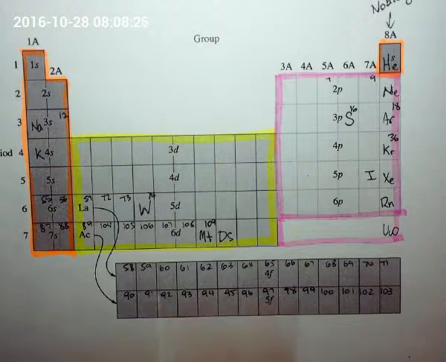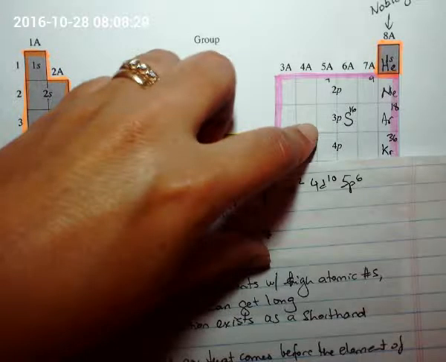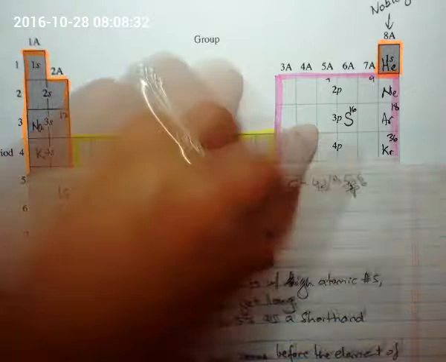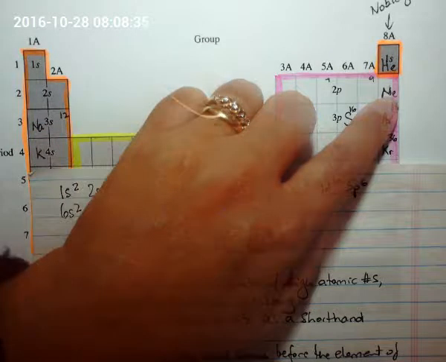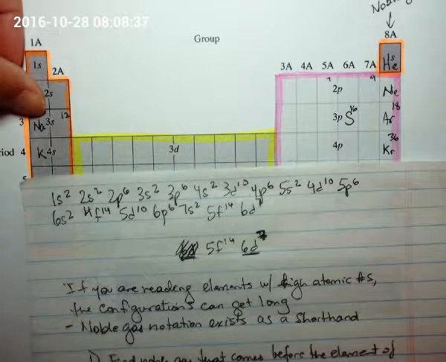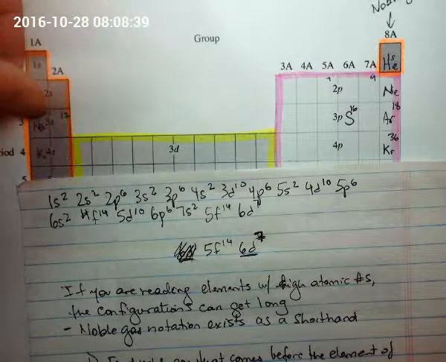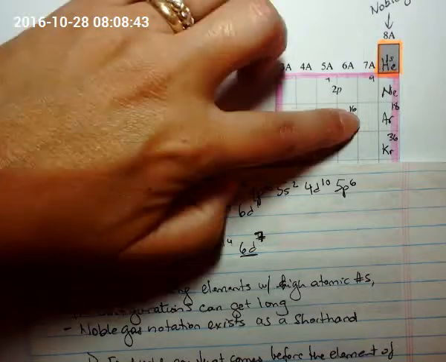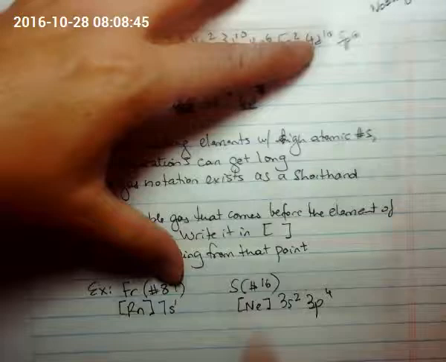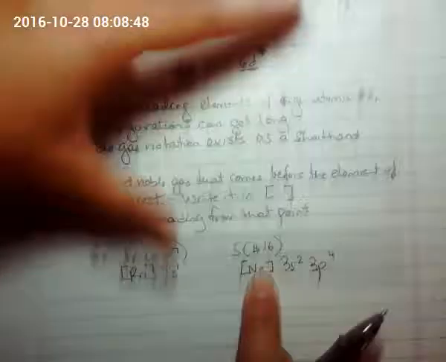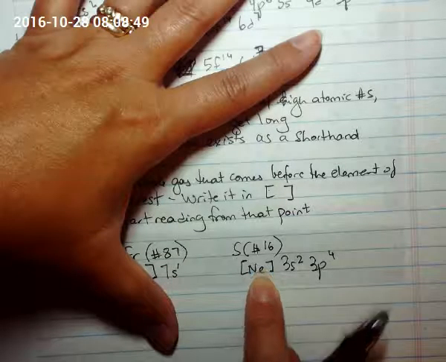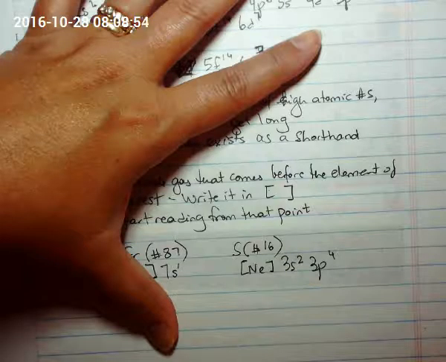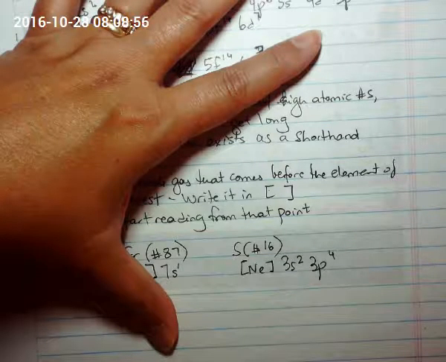So what's the noble gas that comes right before sulfur? Neon. You write that in square brackets, and then you start reading from neon. What will come next? 3s2, and then read over 3p, 1, 2, 3, 4. 3p4. So it looks like this down here: [Ne] 3s2 3p4. Isn't that better? Was Victor right? I should give him a pat on the back on the way out.